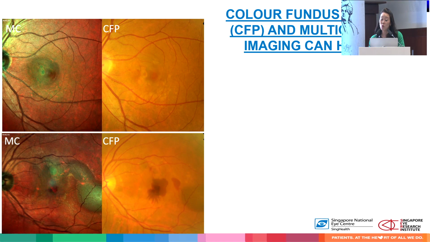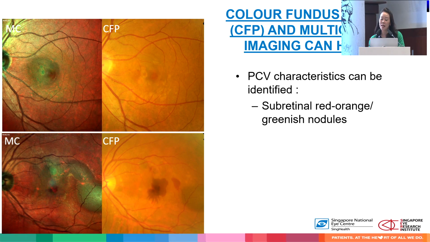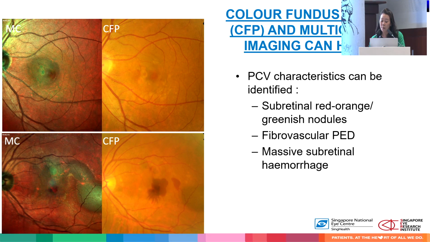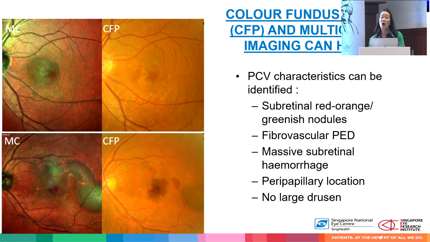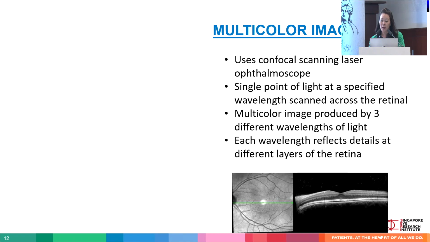Color fundus photo and multicolor imaging can help, and we published a paper looking at PCV characteristics, and this can be identified by subretinal red-greenish nodules, a fibrovascular PED, massive subretinal hemorrhage, and a peripapillary location. And you can see there's no large drusen, which is a marked feature of PCV versus typical AMD.